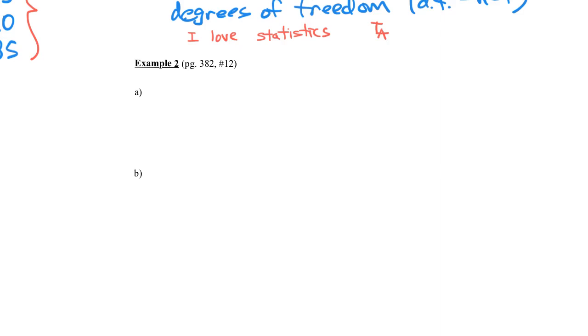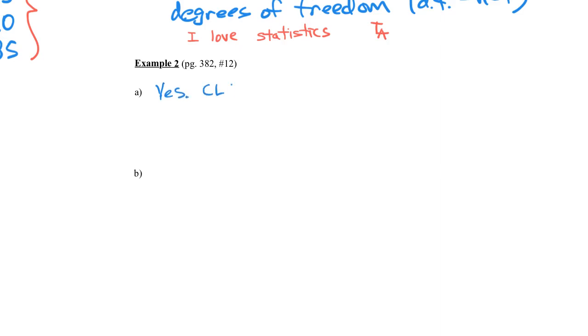Example 2, page 382, number 12. It says a random sample of size 81 has sample mean 20 and sample standard deviation 3. So part A says check the requirements. Is it appropriate to use Student's t distribution to compute a confidence interval for the population mean mu? Explain. Well, we can say yes.